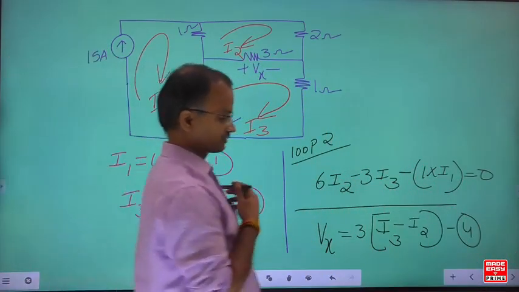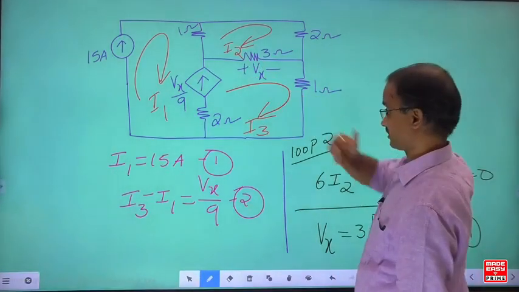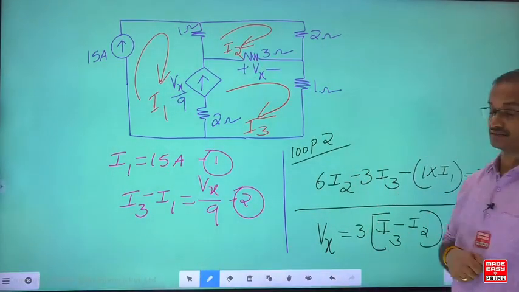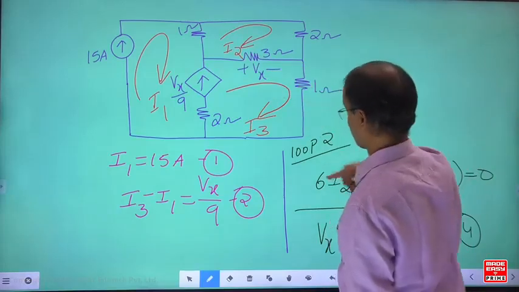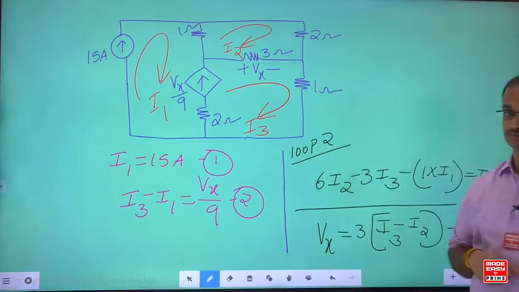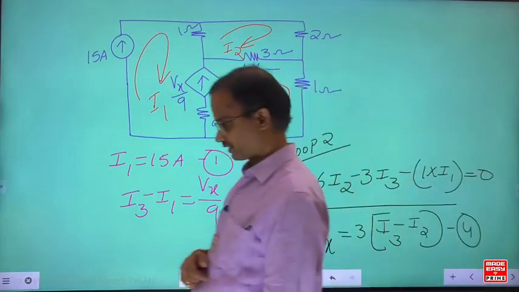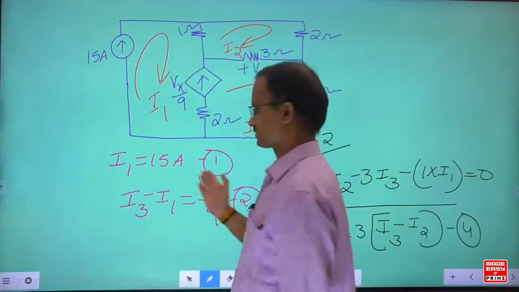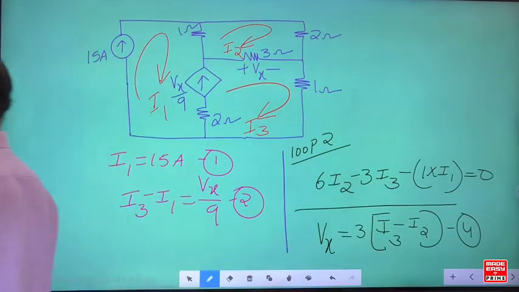See, for the 3 ohm resistance, one second, repeat. For the 3 ohm resistance, I3 is entering at the positive terminal, so the sign for the current is taken as positive. But here, I2 is entering at the negative terminal, so the sign for the current is taken as negative. Can you solve all the equations now? Check. I gave all the hints. You already know the I1 value. How much is the I1 value? 15. By solving the remaining equations you can find the rest.